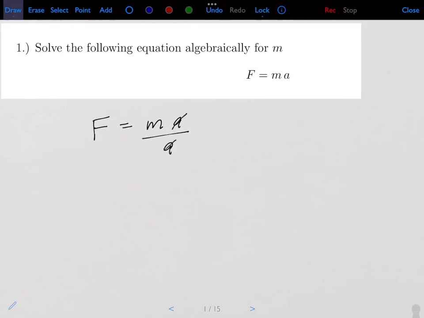So that'll cancel, but whatever I do to one side, I have to do to the other side. And then of course, it doesn't matter which way you write this because they're equal. So now I'm going to write that m on the left-hand side and write F over a on the right-hand side. So that's the answer. m is simply going to be F divided by a.